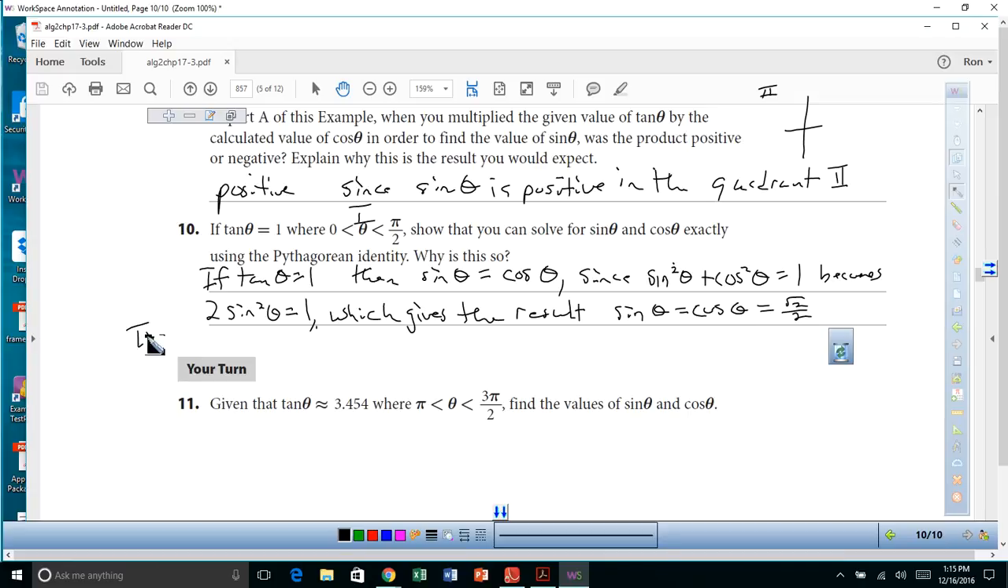This occurs because theta is the special angle pi over 4.